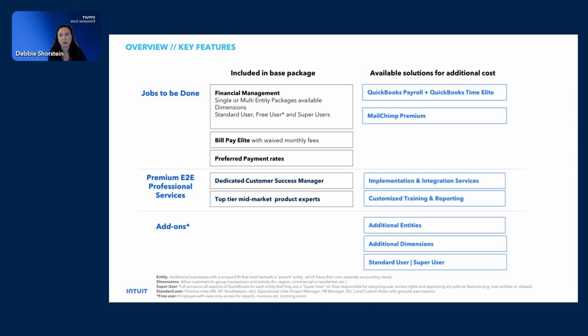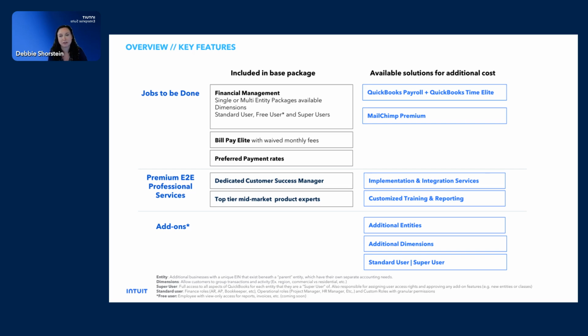Additionally included is Bill Pay Elite with a waived monthly fee, as well as access to our preferred payments rates. Beyond that, if it's right for your clients, there'll be additional solutions for an added cost. You'll have the opportunity to bundle QuickBooks Payroll, QuickBooks Time Elite, MailChimp Premium. And just to note, as you're adding and bundling additional solutions, there will be negotiated discounts for those additional offers.